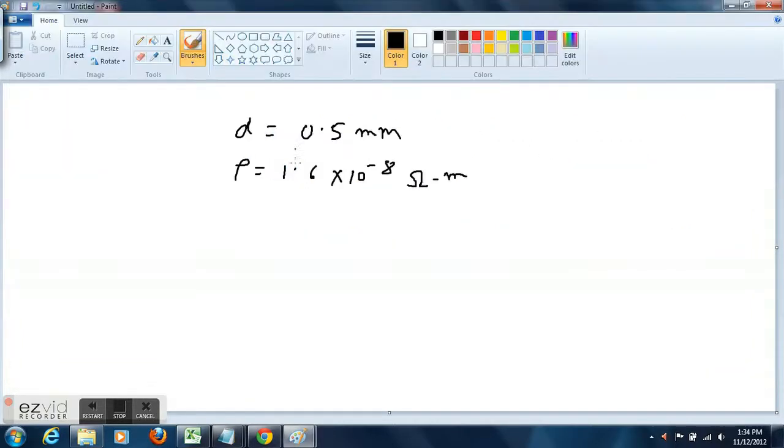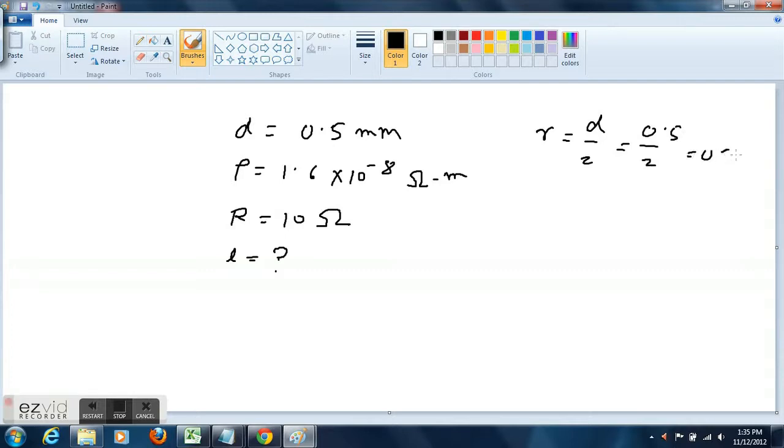And to make a resistance of 10 ohm, what will be the length? Because we know that as length increases, resistance increases. So to create a resistance of 10 ohm, what will be the length? So let us try to solve it.